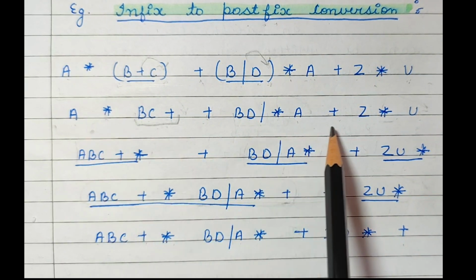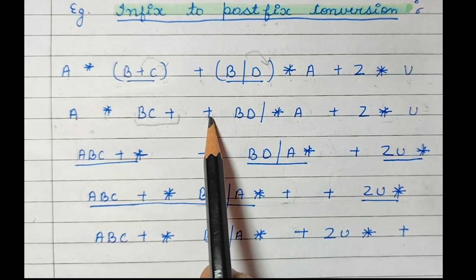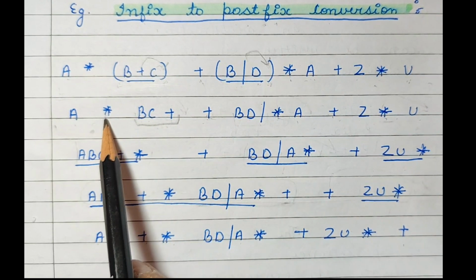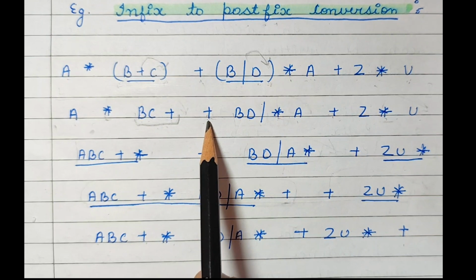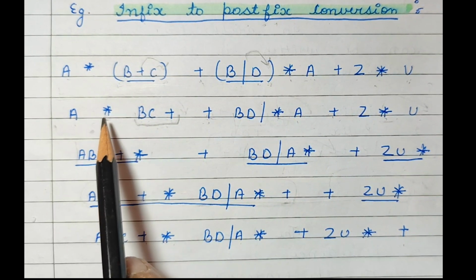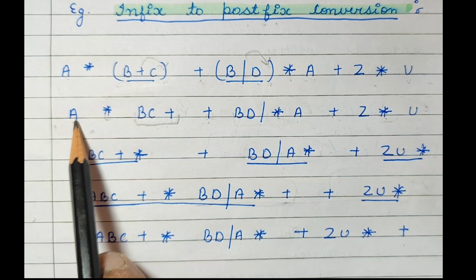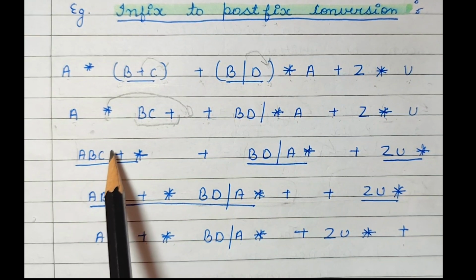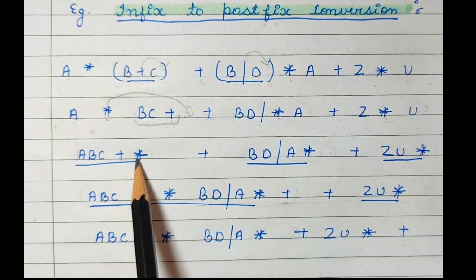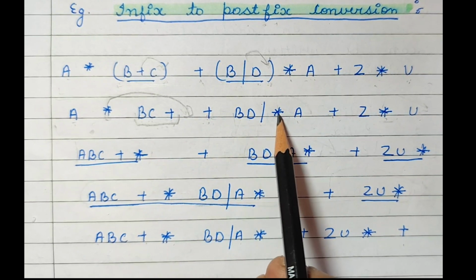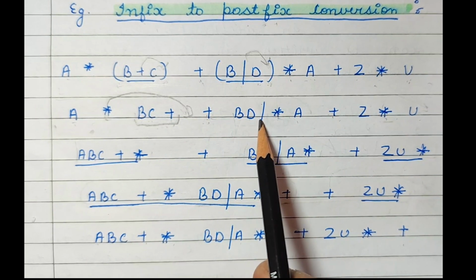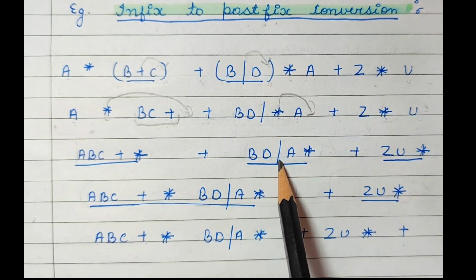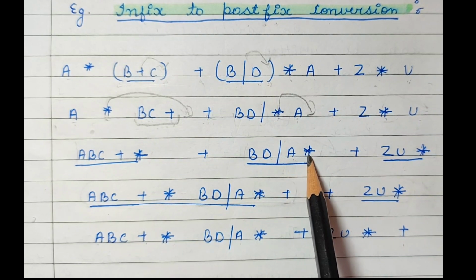After this, if you analyze, here we have multiply operator, plus operator, multiply operator, plus operator, multiply operator. Now all of you know multiply has higher priority as compared to the plus operator. So first we evaluate the multiplication. Now multiply is in between the A operand and BC plus operand. So this multiply comes further. So it becomes ABC plus multiply. Plus we write as such. Now this multiply is in between BD divide and A operand. So this multiply goes further. It becomes BD divide A, then star.